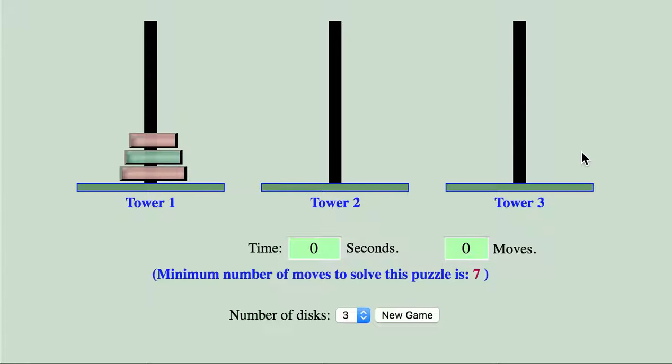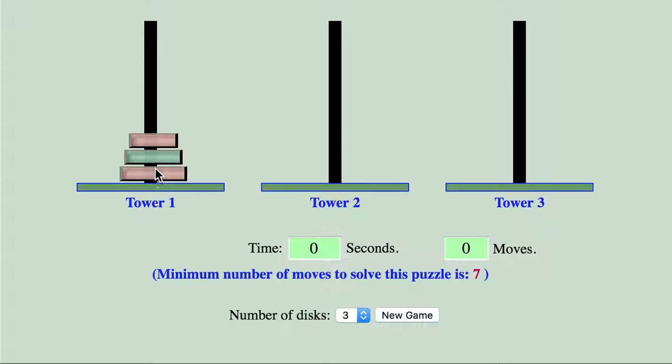I cannot take multiple discs at the same time. I have only permission to take one disc at a time. Don't think that you can just take all the remaining at one shot and put them in Tower 2. No, that's not the rule of the game. The rule of the game is you can only take one disc at a time.